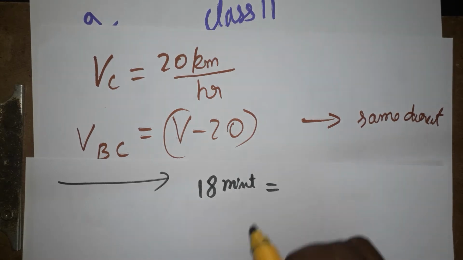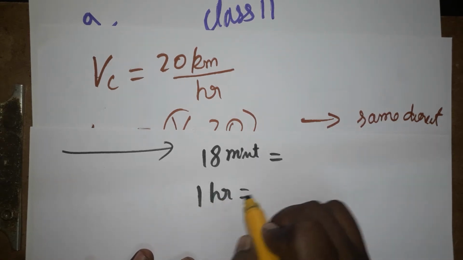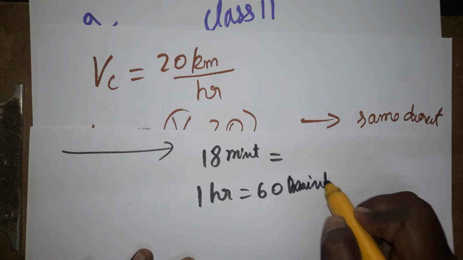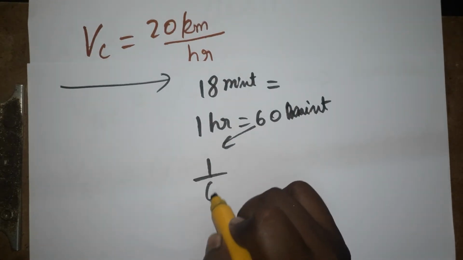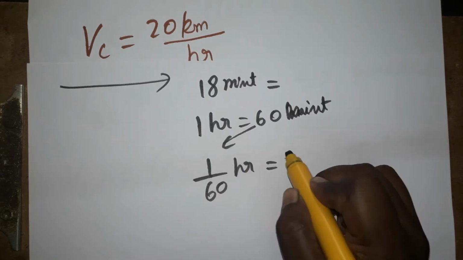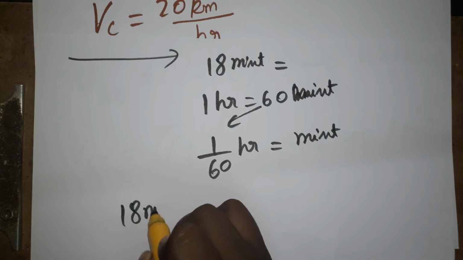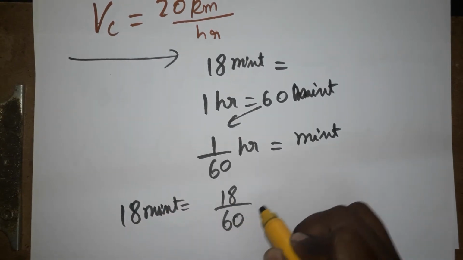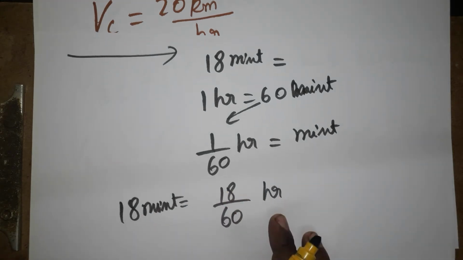18 minutes, how many hours? 1 hour is 60 minutes. So 1 minute is how many hours? 1 divided by 60. That is the conversion of minutes to hours. So 18 minutes is 18 divided by 60 hour. If you want to convert minutes to hours, you should do 1 divided by 60.